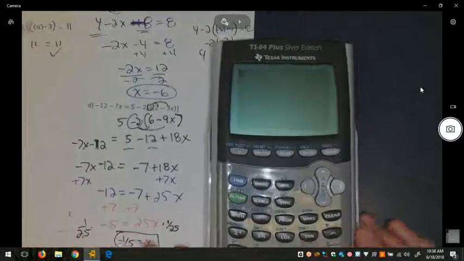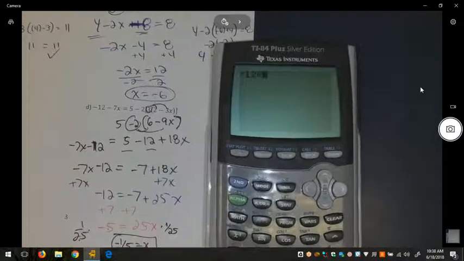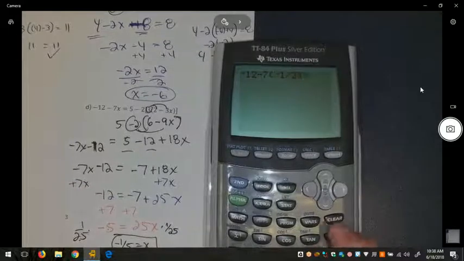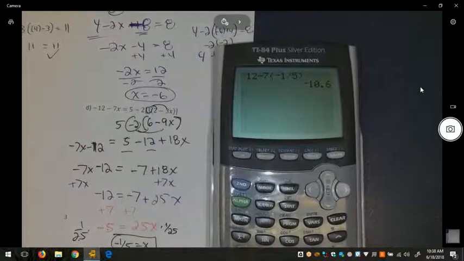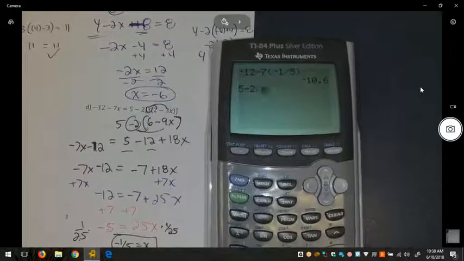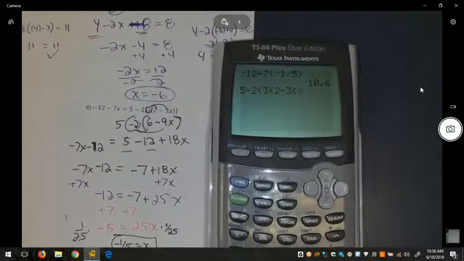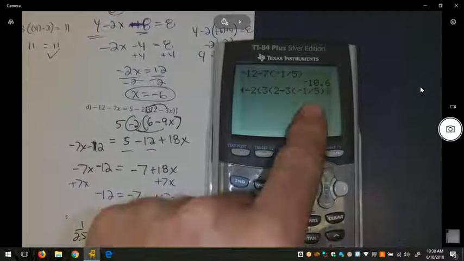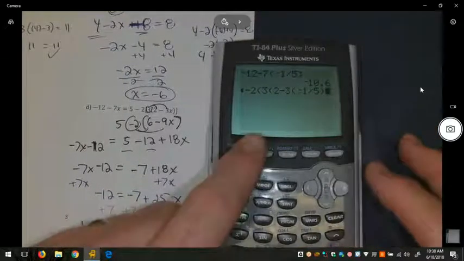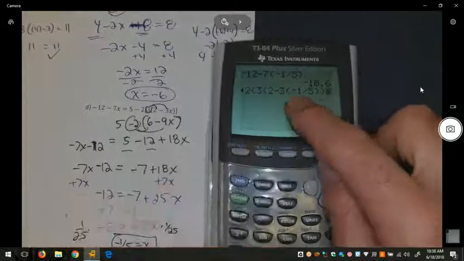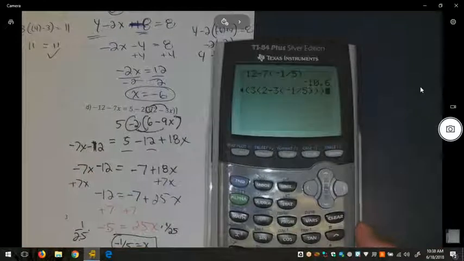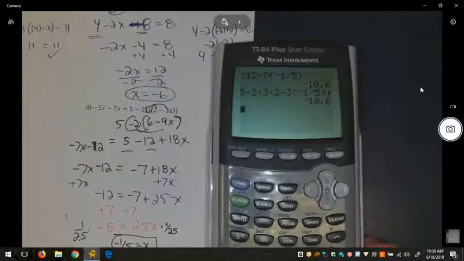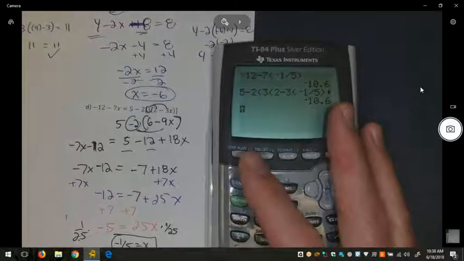So on the left-hand side, I'm going to plug in negative 1/5. I have negative 12 minus 7 times negative 1/5, which is negative 10.6. On the right-hand side, I have 5 minus 2 times 3, and then in parentheses, 2 minus 3. Instead of x, I'm plugging in negative 1/5. I have to close the parenthesis on the 2 minus 3 times x, and then close the parenthesis that was outside of that. That also gives me negative 10.6, so we have the correct answer for x.